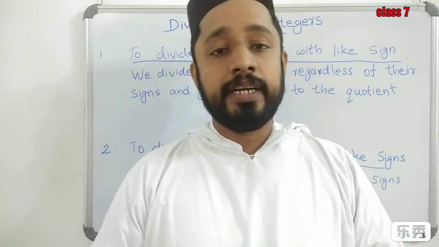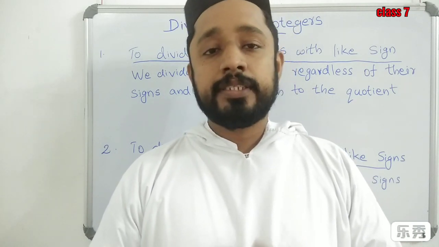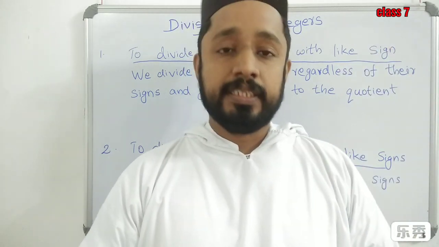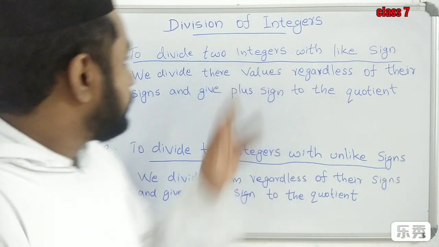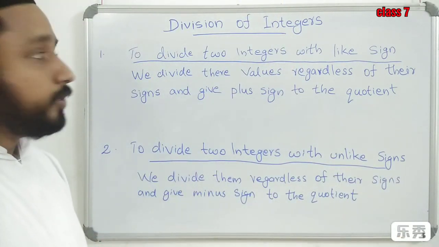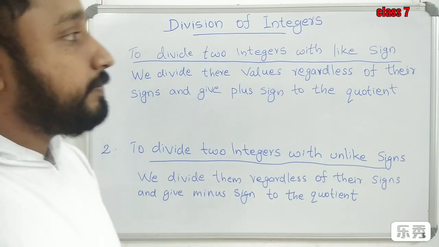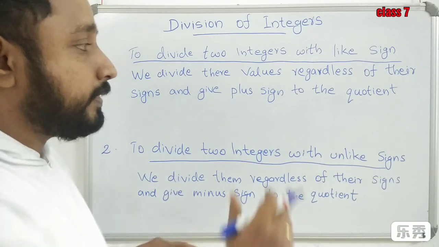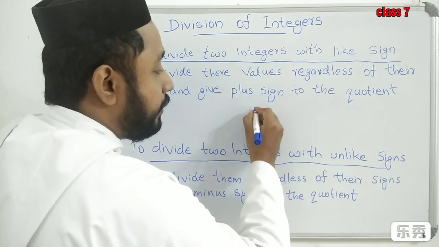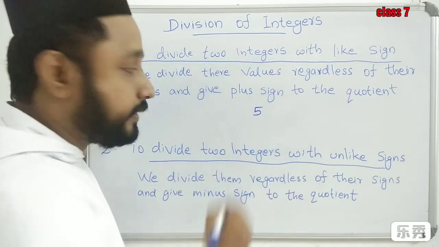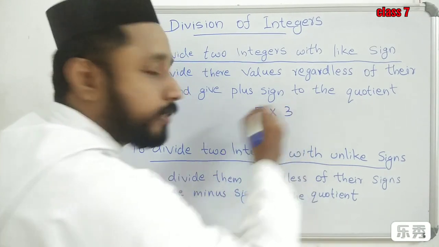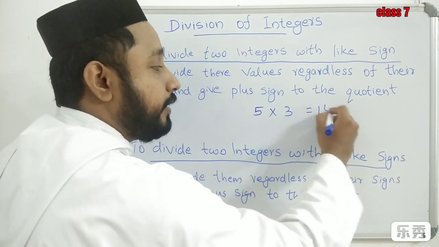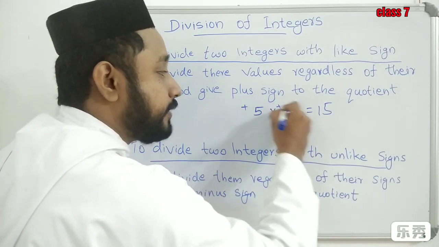Today we are going to study division of integers. The same rule that we have studied in multiplication also applies to division of integers. Let us consider the two rules. First one is to divide two integers with like signs. In multiplication, when we multiply two integers with the same sign, for example, 5 is a positive integer, 3 is a positive integer. What is the answer? 5 into 3, answer is 15. Both are positive. Answer is positive.